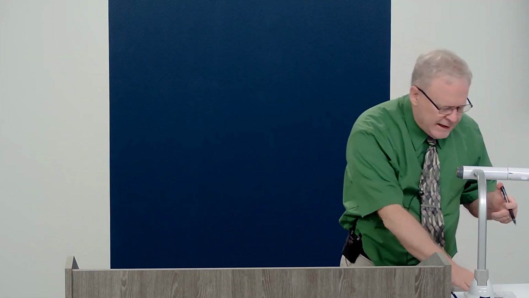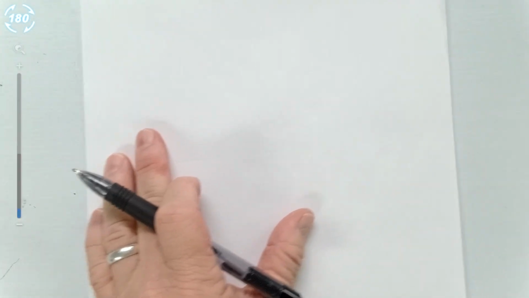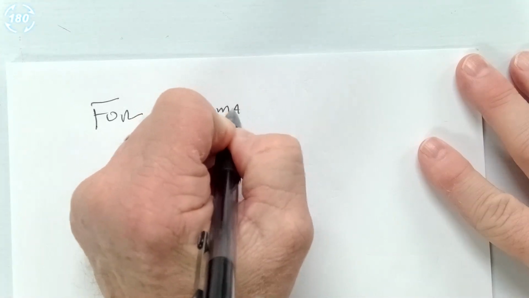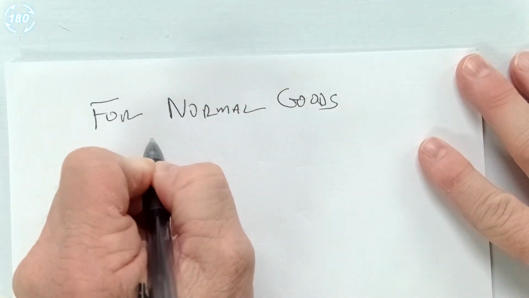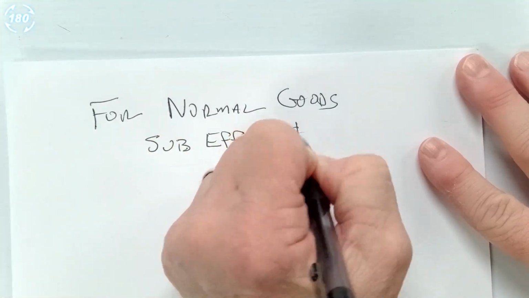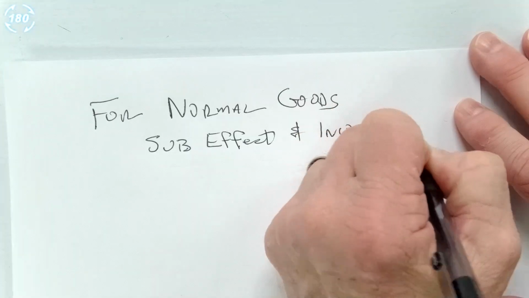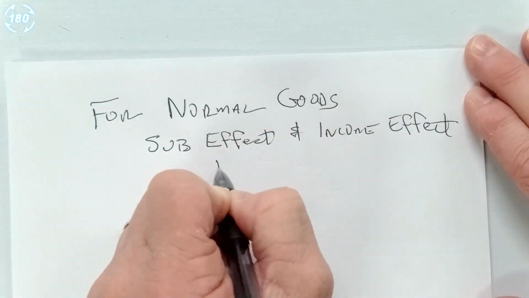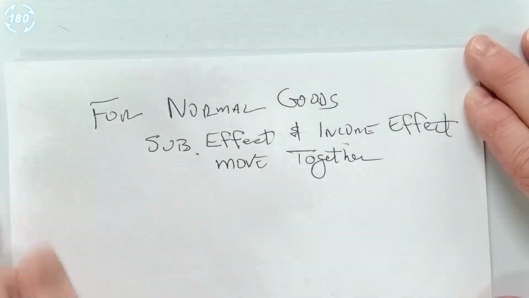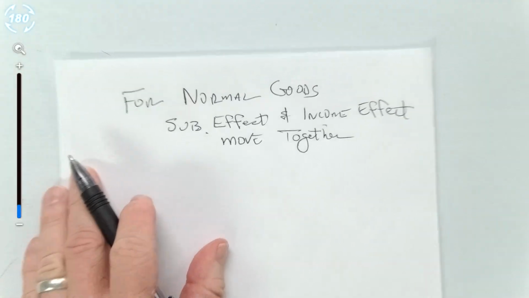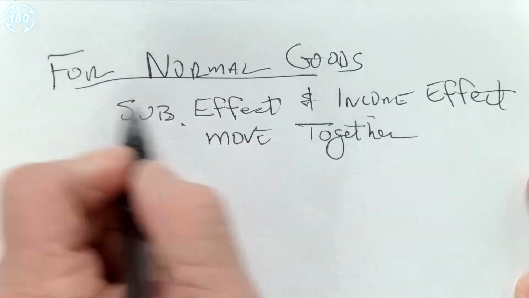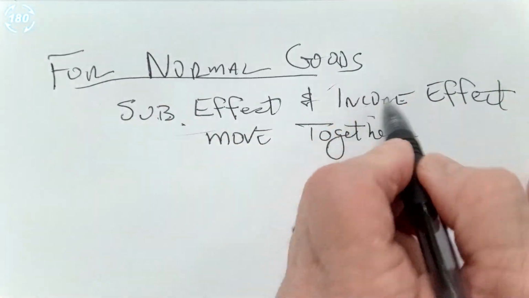But we saw that, and let me just summarize this for a second. We saw the following here. For income normal goods, we saw that the substitution effect and the income effect move together. That is to say, both of these things will drag down your consumption of a normal good when the price of the normal good goes up, because the good becomes relatively more expensive and your real income goes down.